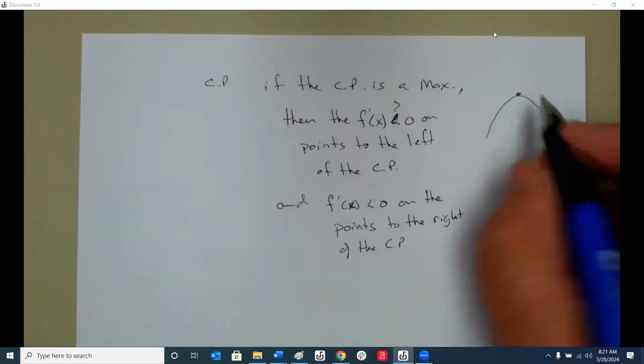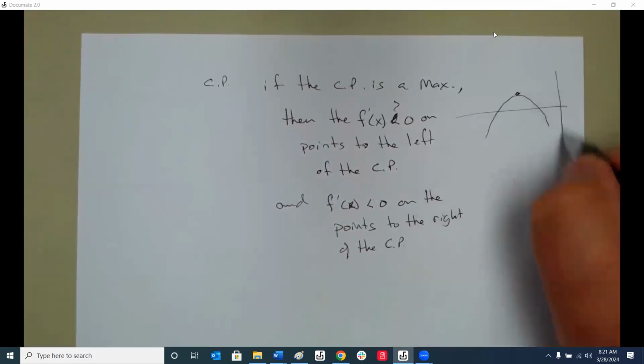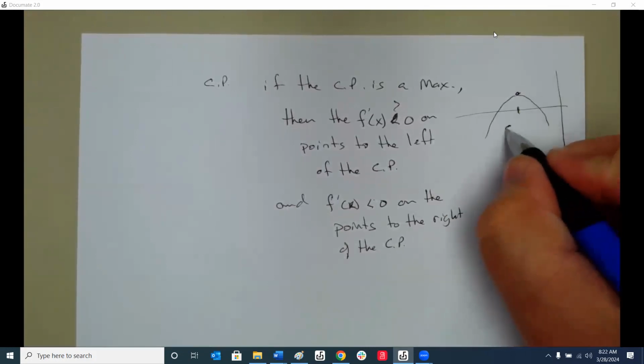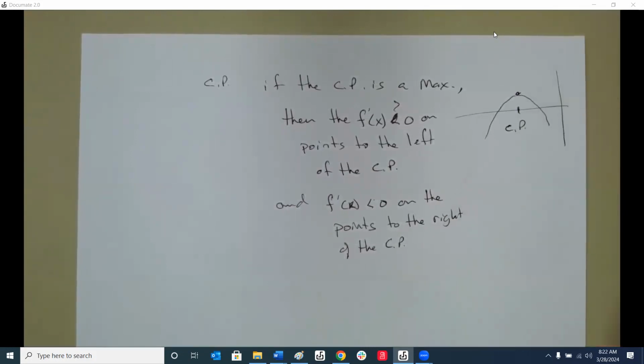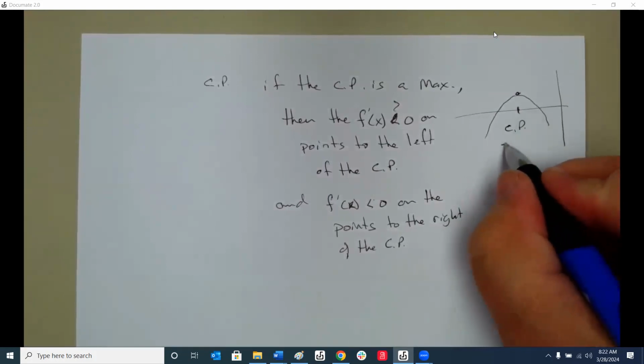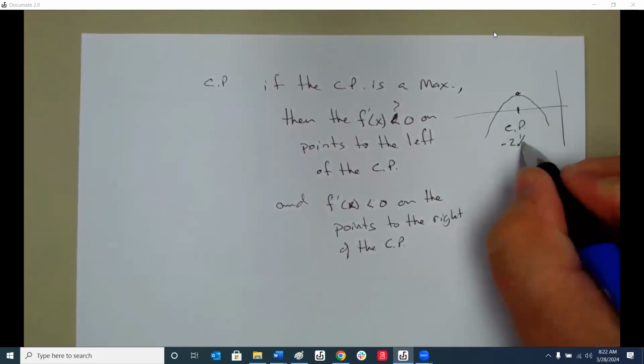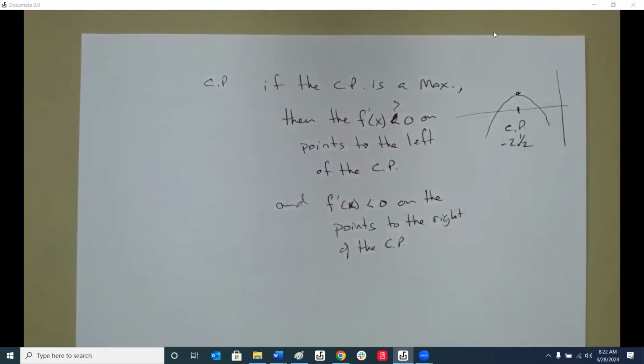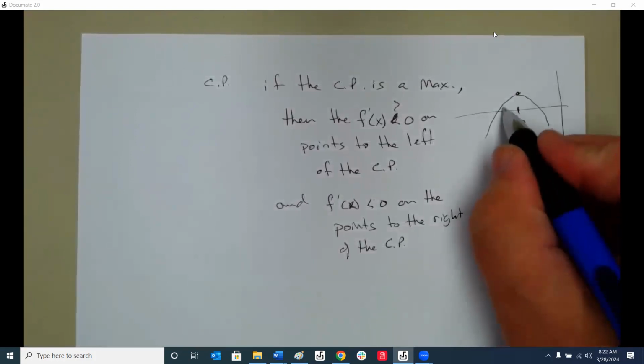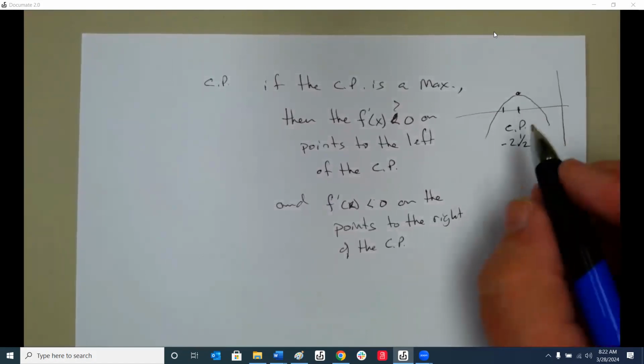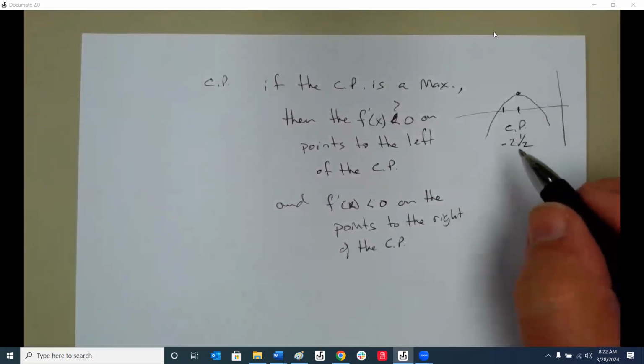So remember, the critical point, let's say our critical point is right here. It's -2.5. So how do we determine if it's a maximum? Well, we pick a point to the left of it. We pick a point. Is that mine? Or yours?